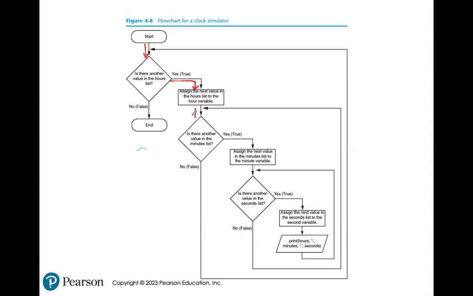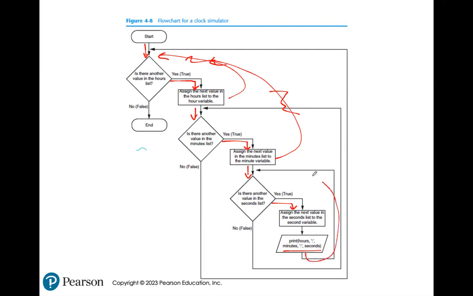However, after that, we're not just going back, right? We're not doing this. No, we have another loop. We're coming right here, and then we are asking, is there another value in the minutes list? Because we want to get the hours and the minutes. Now, if it's true, we assign whatever value in the minutes list to the minute variable. And then still, we're not going back. We have another loop inside. And then we're asking, is there another value in the seconds list? If it's true, we assign the value in the seconds list to the seconds variable, then we print hours, minutes, and seconds right here. And then we go back.